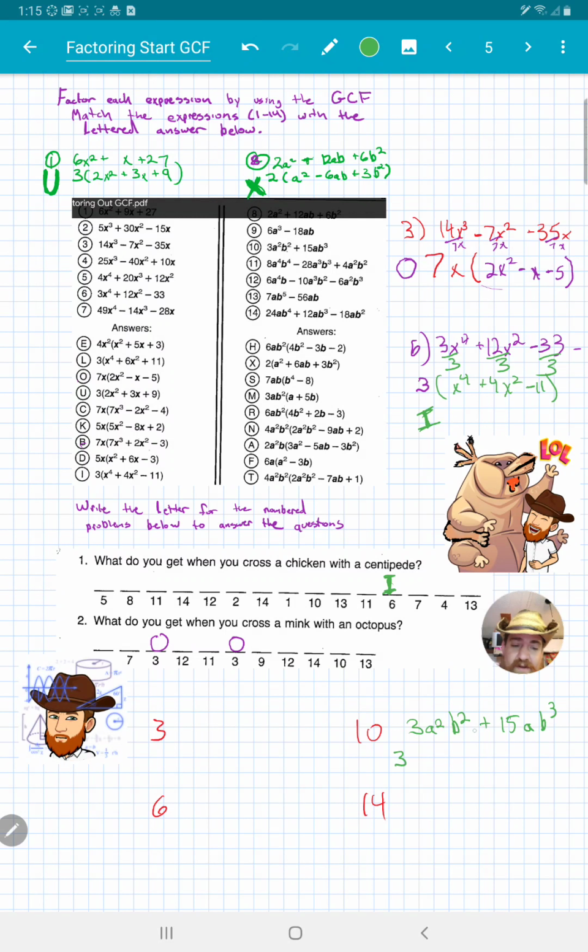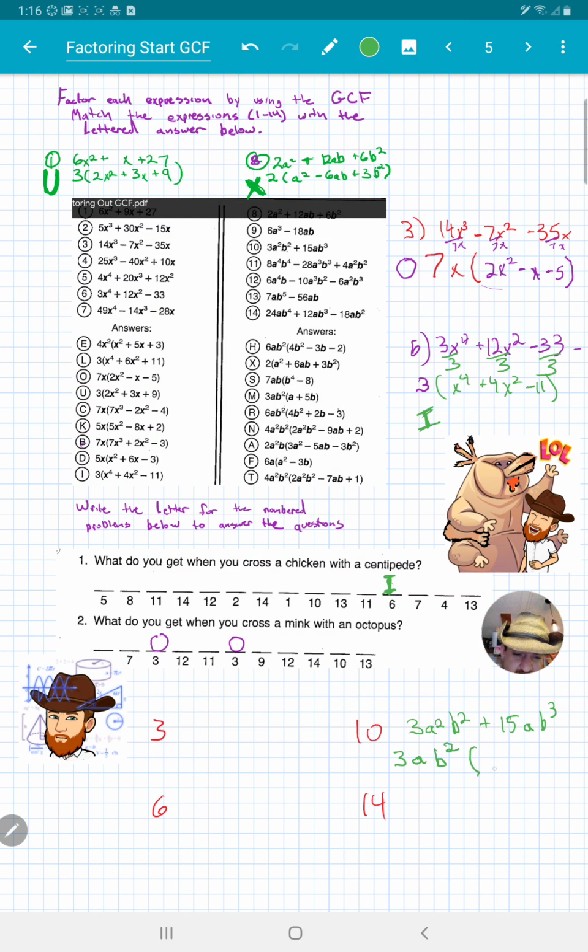Now variables. If you have any variables that are common, any variables that match between the terms, they will be part of the GCF. Both of these terms contain an a. And just an a to the first power is the lowest power of a, so that's the largest a I can divide out of everything. B's, both of these contain a b. The lowest power of b is b squared, so b squared is going to be part of my GCF because I can divide b squared from both terms.